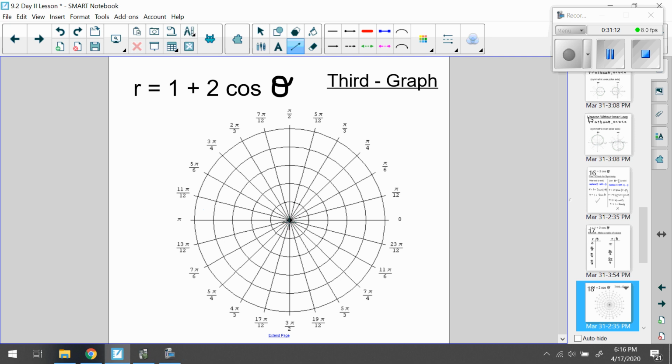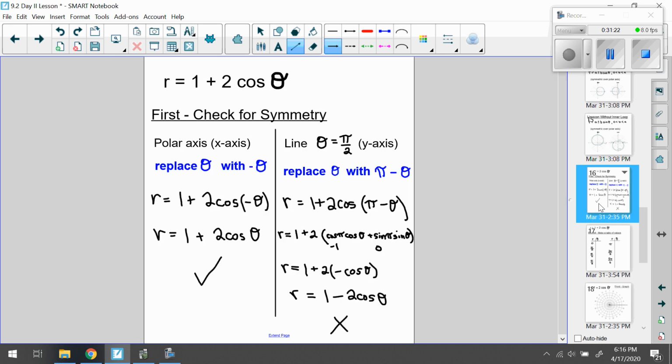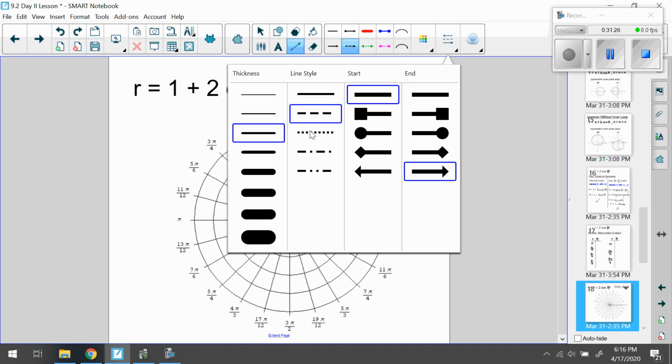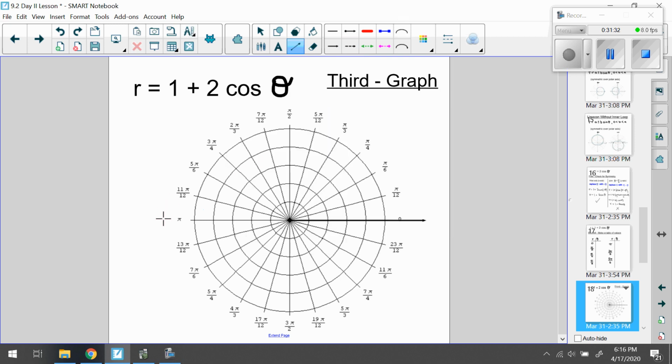Again, as always, we start with our polar axis. And let me switch that. I'm going to make that solid, I think. And then since we're saying symmetry over the polar axis, I'm going to go ahead and put a dotted line over that entire axis, just to remind us about that symmetry, and we could use that to help us as we graph.